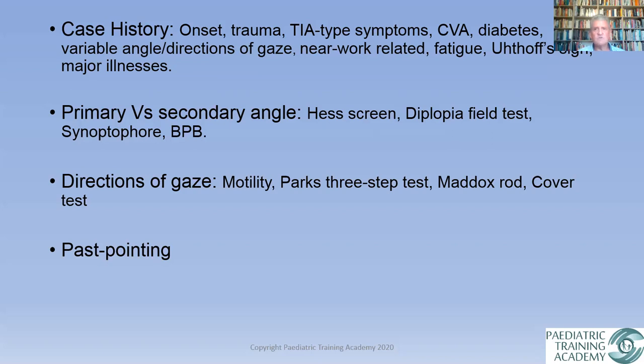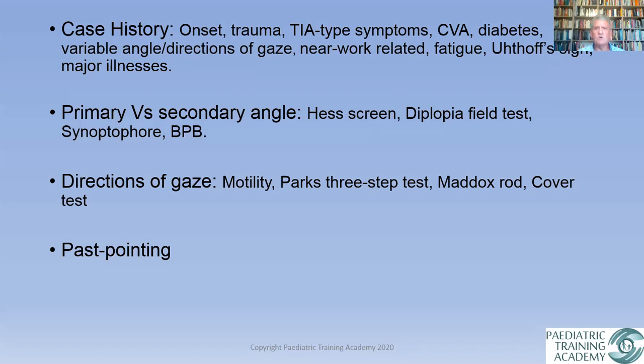Does the patient have Uhthoff's sign, where the symptoms and or the signs they have get worse when their body temperature goes up? So often they get into a warm shower and all of a sudden they will then start seeing double. Do they have any major illnesses, cardiac problems, hypertensive problems, as we mentioned, diabetes, sickle cell disease, whatever the case is?